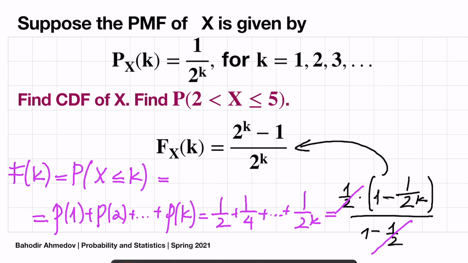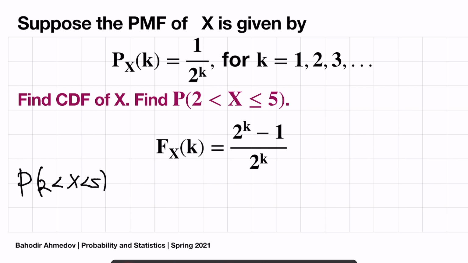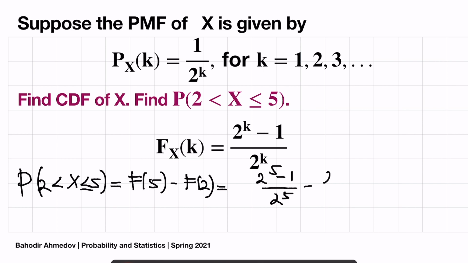Okay? So now I'm going to use this formula, the cumulative distribution function, in order to find the probability of x in between these two numbers in the interval. So the probability that x is between 2 and 5 is going to be equal to F of 5 minus F of 2. I'm just going to substitute 5 and 2 in this formula. It is going to be (2 to the power of 5 minus 1) divided by 2 to the power of 5, minus (2 to the power of 2 minus 1) divided by 2 to the power of 2.